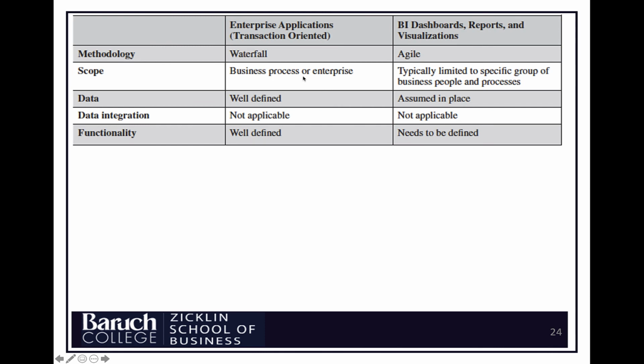In waterfall, the scope is an enterprise or business process. In Agile methodology, the scope is usually more limited, and we have a limited number of people because of, again, these short cycles and the collaboration and communication that's required. In waterfall, the project should be very well defined, data should be well defined, functionality should be well defined, whereas in Agile, it's assumed in place, and we set these requirements as we go along the project. So Agile is great for dashboards, visualizations, reports, whereas enterprise or transaction-oriented applications are better developed with waterfall methodology.